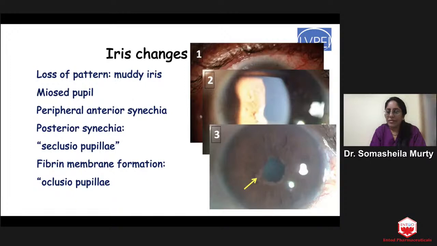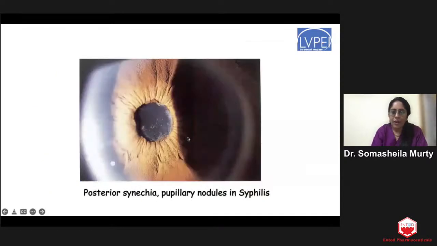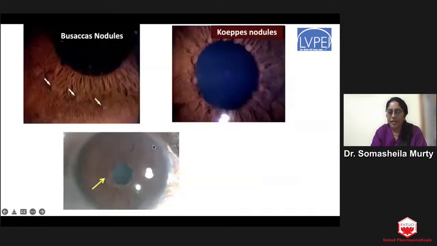Coming to the iris, very briefly, you mentioned that in active disease you have a muddy iris. The pupil often does not dilate because of inflammation, so it stays very small and miosed. You can have peripheral anterior synechiae, posterior synechiae, and you can have seclusio and occlusio pupillae, which is what I've shown you in these pictures. And this is a case of syphilis that we detected later after investigation, and the patient had anterior uveitis and pupillary nodules in this case.